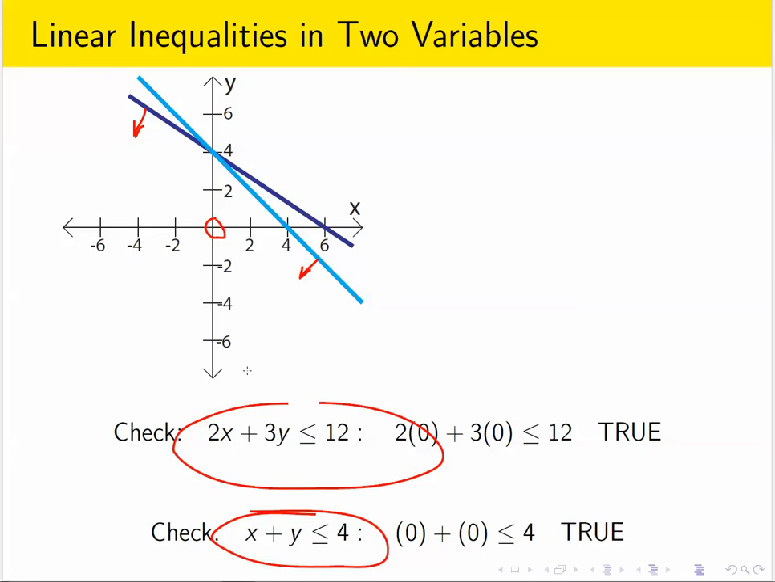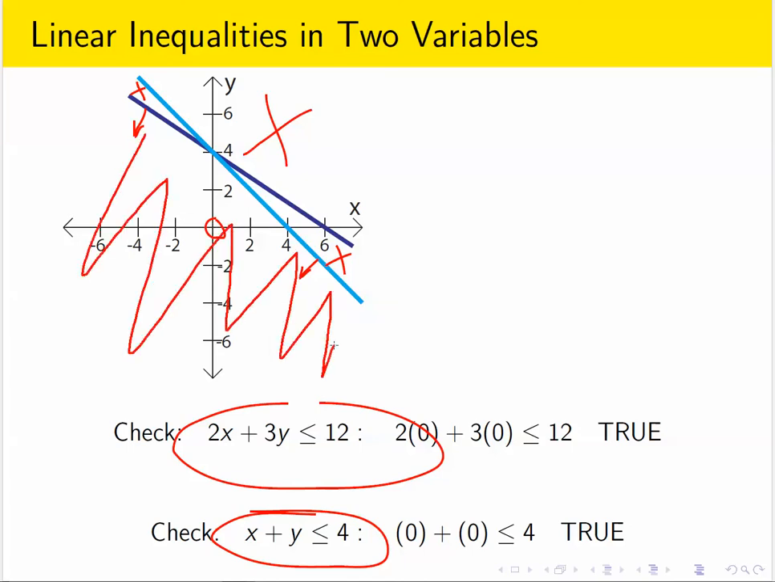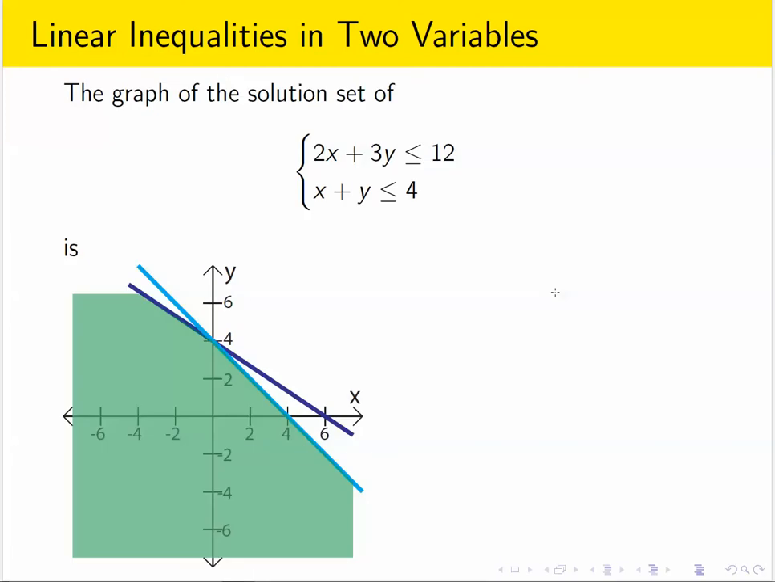And if I'm only going to shade the points that get shaded both times, then I don't shade this region because those points are above the light blue line. I don't shade this region because those points are above the dark blue line. And I don't shade this region because those points are obviously above both blue lines. I only want to shade the points that are below both lines because the origin, which is below both lines, satisfies both inequalities. So I want to shade all of the points down here. And this is what our final graph would look like.